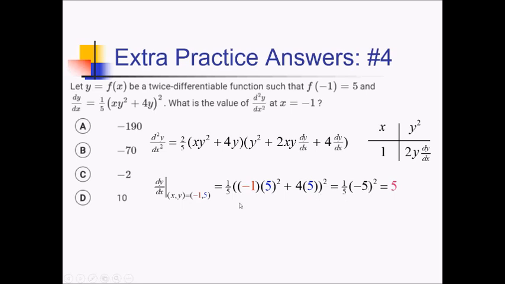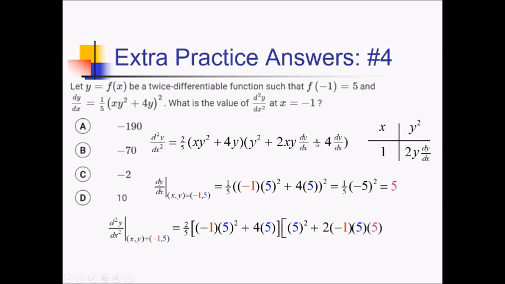All right, now we have enough to actually plug things into the second derivative that we just came up with up here. So second derivative evaluated at the point -1, 5, and we have this derivative of 5 coming along for the ride as well. That's going to be 2/5 times the x value -1, y value of 5, and that's being squared again, plus 4 times 5, another y value. And now we get some new stuff. This is 5 squared plus 2 times -1 times 5 times dy over dx, which we found to be 5, plus 4 times 5 dy over dx again.